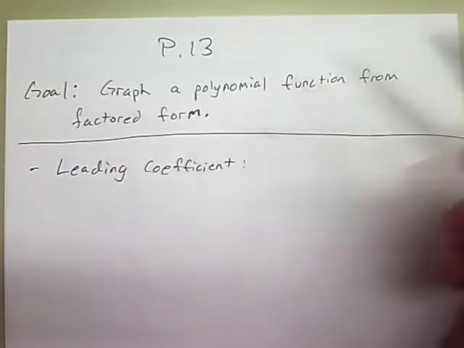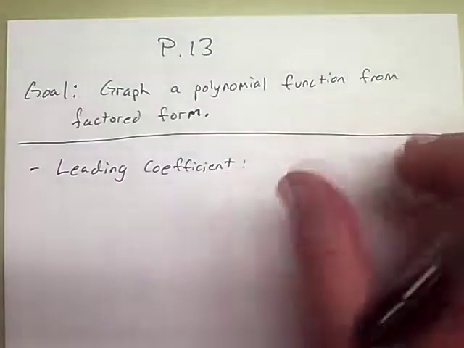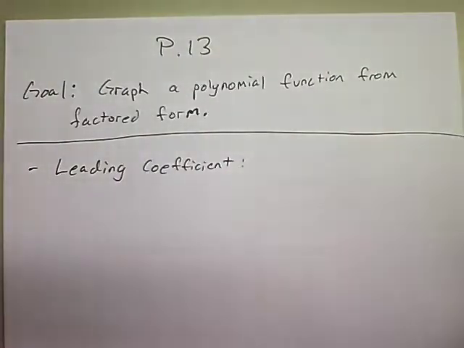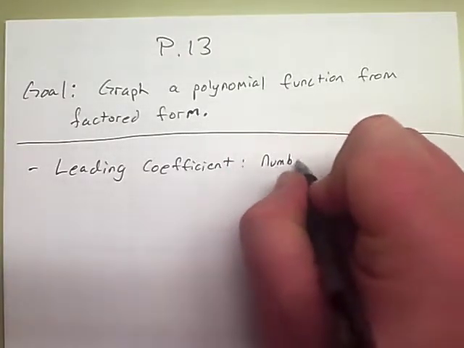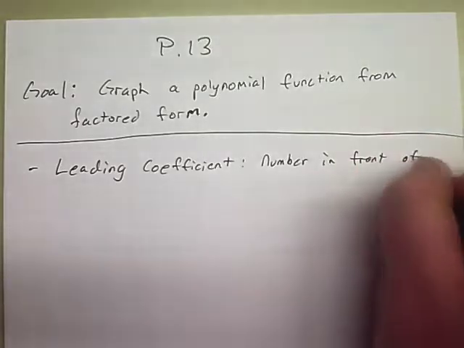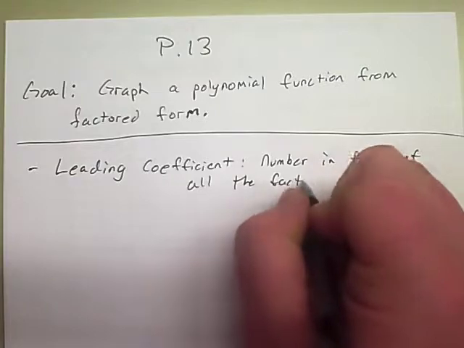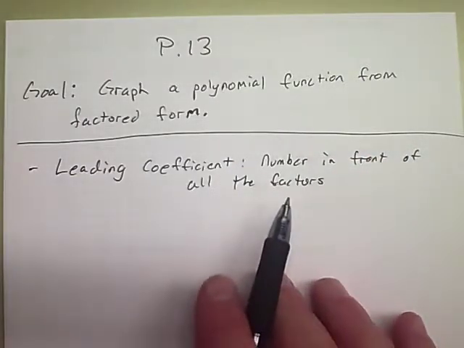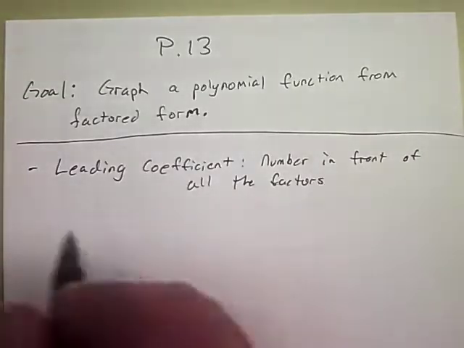Remember now, this is the number in front of the variable with the highest exponent, but since we're in factored form, this is going to be the number that's in front of all the factors. And whenever we see an example, this is going to be a little bit more clear, but this is the number that's in front of all the factors that's being multiplied.